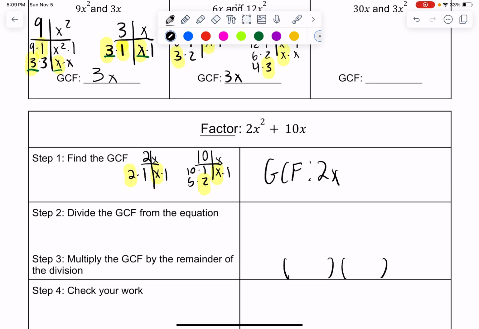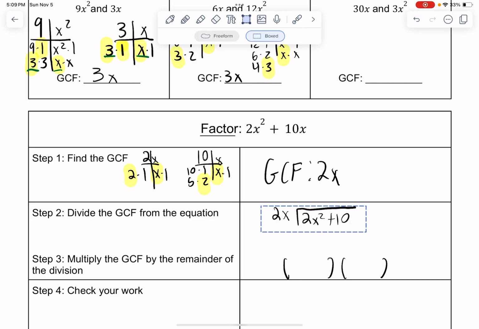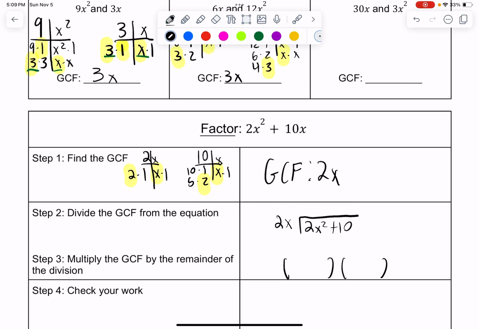Now let's look at when we divide our GCF from the equation. We're looking to divide, so we have 2x, and we need to divide it into the whole entire equation, which is 2x squared plus 10. I'm going to move this a little bit down to help you guys see a little bit better. And I'm trying to find how many times 2 goes into 2? Well, I know it goes in 1 time, but I also need to have my x squared.